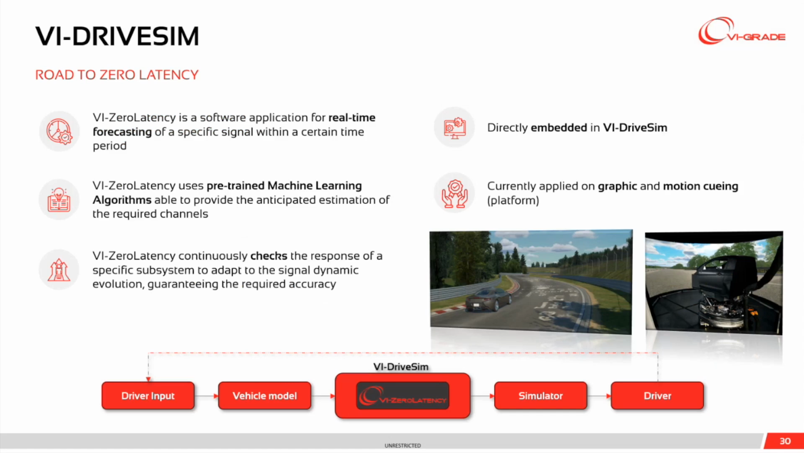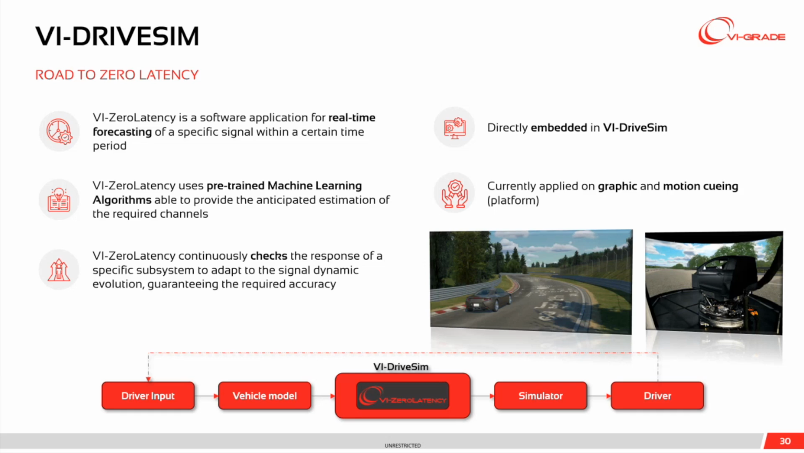What we are going to do with the VI zero latency is to try and reduce this latency as much as possible. So VI zero latency is a software application for real-time forecasting of a specific signal, defining a certain time reduction. It uses some training that has been done on the artificial intelligence algorithm. The training is dependent on the particular subsystem you want to anticipate, and it depends, of course, on the application that you're going to do. It is directly embedded in VI-WorldSim, which means that it's just a couple of settings and parameter files that the user needs to set within WorldSim, and it is currently applied on graphics and motion queuing. Worth mentioning also that it integrates the Sibyl algorithm, which is developed by Ad4 together with us during the testing phases.